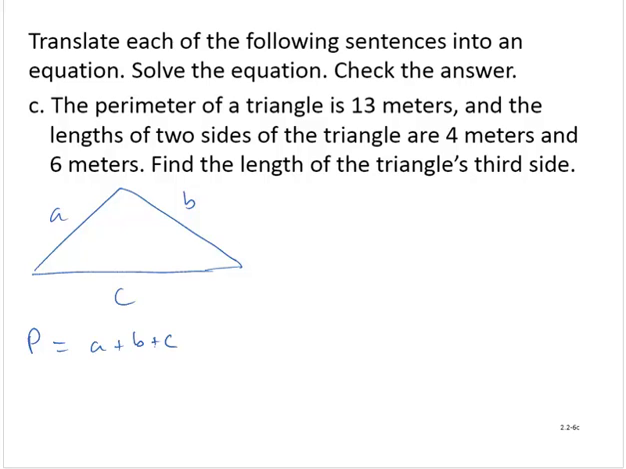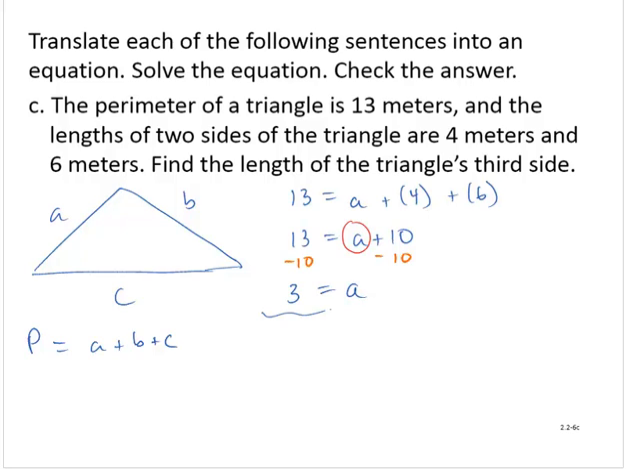So, making appropriate substitutions, and it really doesn't matter which side is unknown, I'm just going to say that A is the unknown side. So then our equation would be 13 is equal to A plus 4 plus 6. Simplifying the right-hand side, we have 13 is equal to A plus 10. And we identify the variable term. It's just A. And so we will subtract 10 from both sides. And we find that 3 is equal to A.